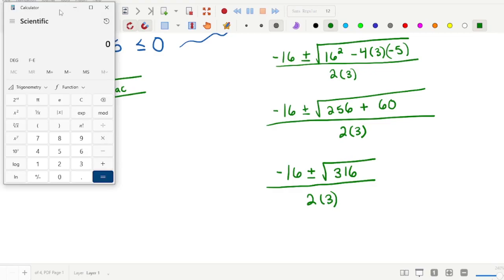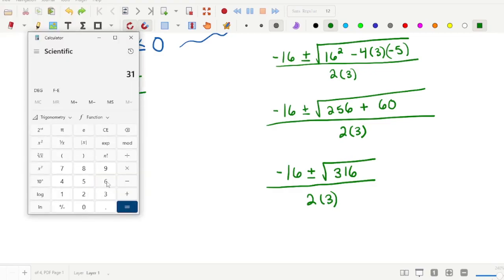So I would probably check, is 316 divisible by 16? It is not. Is 316 divisible by 4? It is. And we've got a 79. Just out of curiosity, I'm just kind of plugging in. Oh, that's not even a square root. What am I doing? I might as well check if it's divisible by anything else.